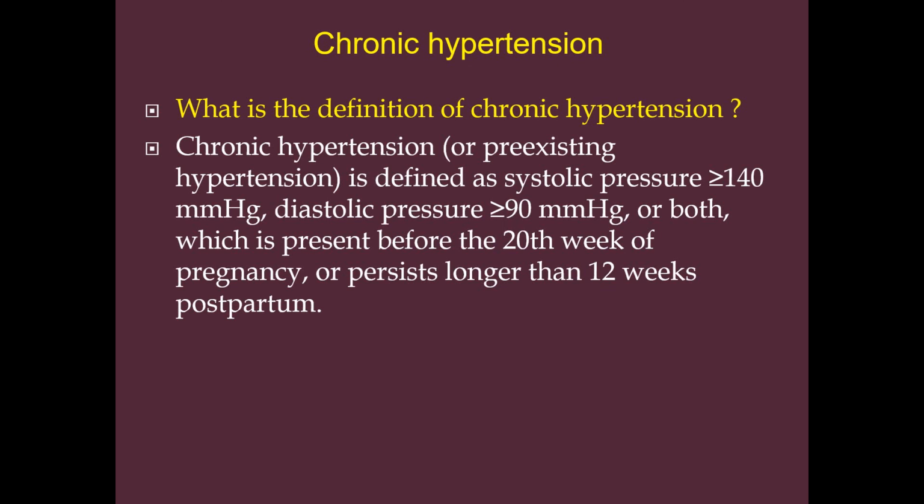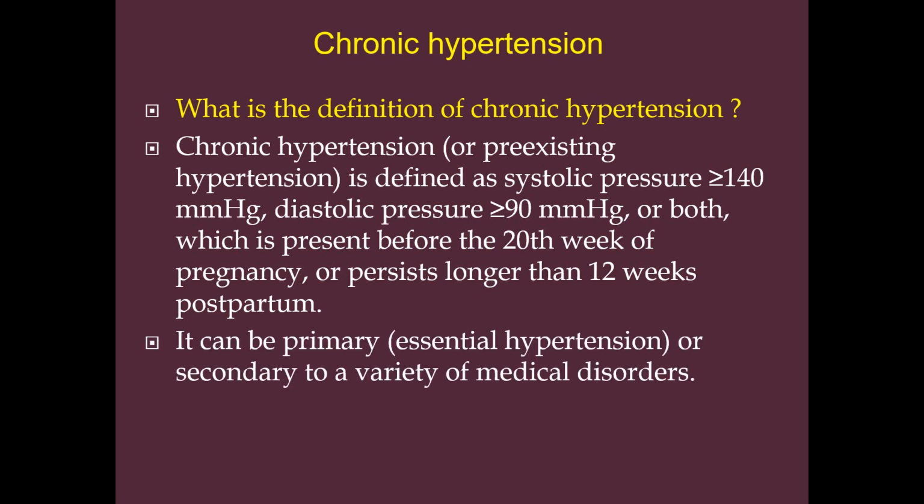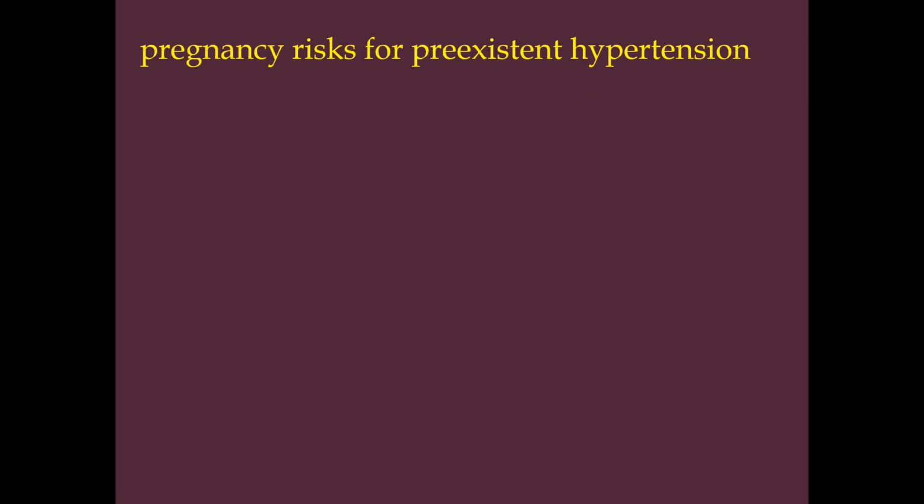So the question always coming: if the patient comes to you and she is not known to have pre-existent hypertension and you diagnose her at 15 weeks, 19 weeks, up to 20 weeks, you will consider her to be chronic hypertension, not gestational hypertension. It can be primary, essential hypertension, or secondary to any other chronic disease like renal disease, SLE, and so on. Do you think that chronic hypertension or pre-existent hypertension is important?